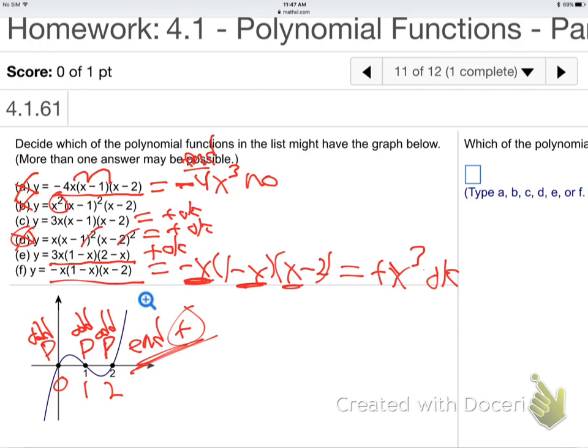Do you see anything else wrong with C, E, and F? I don't. I think they're all possible. C, E, and F fit everything. They all have the right zeros. 0, 1, and 2 works in all of them. They all have odd powers. They all have positive end behavior. Yeah? So C, E, and F, at least on mine. I'm not sure what will come up on yours. But C, E, and F are all good to go.